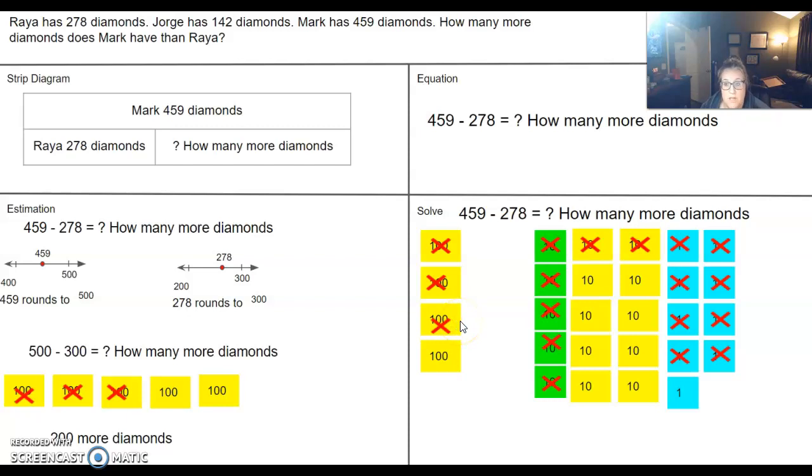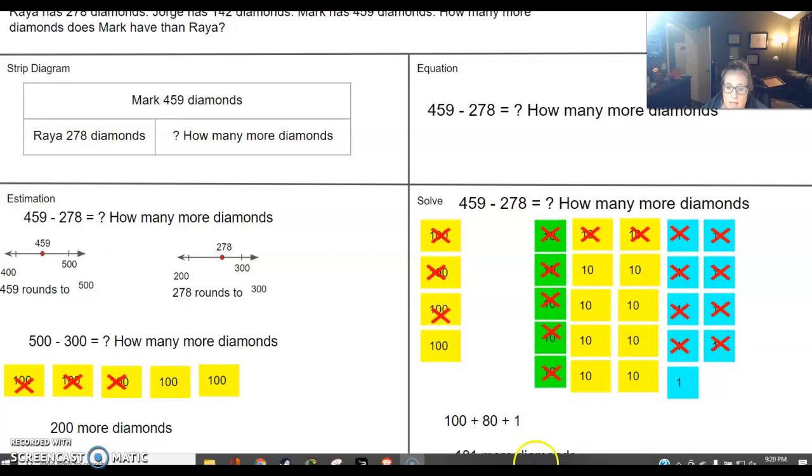So now I'm finished, so I need to figure out what my actual answer is. So I'm going to go ahead and do it in expanded form first. So I have 100, I have 10, 20, 30, 40, 50, 60, 70, 80, and I have 1. So if I write it in expanded form, it would be 100 plus 80 plus 1. And if I actually compose those numbers together, it would give me 181 more diamonds.